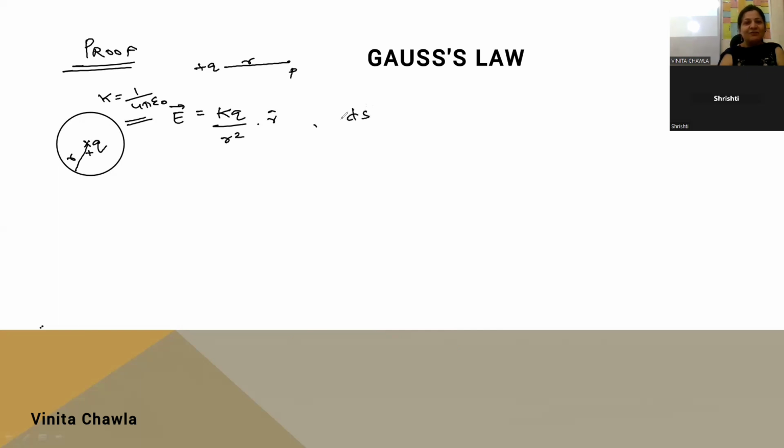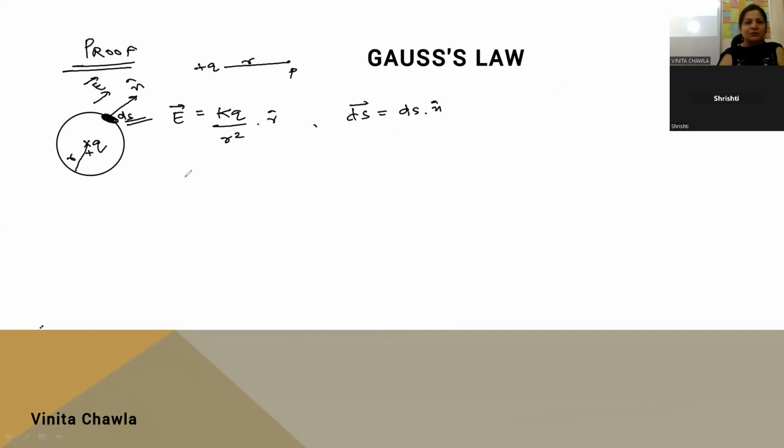And area vector. If we consider a small area element here, this area element is ds. Then what is the area vector? ds n cap. N cap will point in this direction, perpendicular to the area element. And what is the direction of electric field intensity? Away from positive charge. Okay.